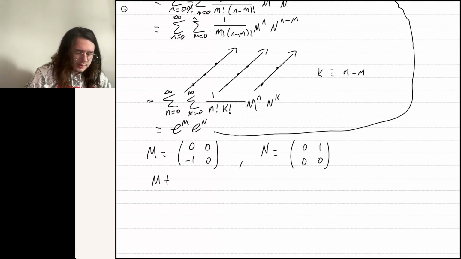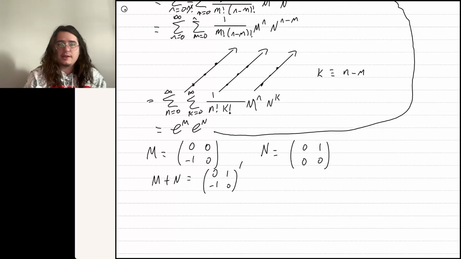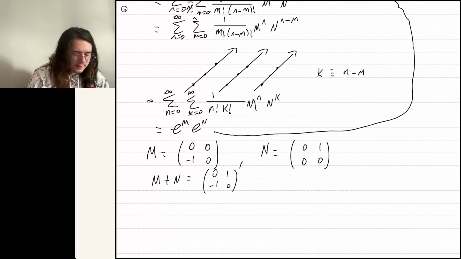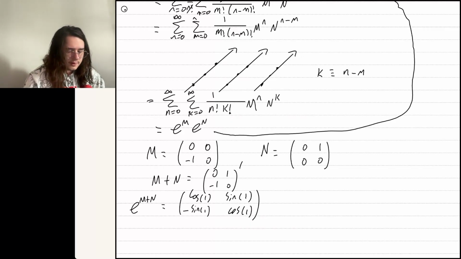Well, that's because m plus n is equal to [0, -1; 1, 0], which is a matrix that we've already dealt with. This is the theta matrix again, if it was multiplied by theta. But e to the m plus n at that point is equal to cosine of the diagonal element, so cosine of 1, minus sine of 1, sine of 1, cosine of 1. That's going to be the left-hand side of the equation.